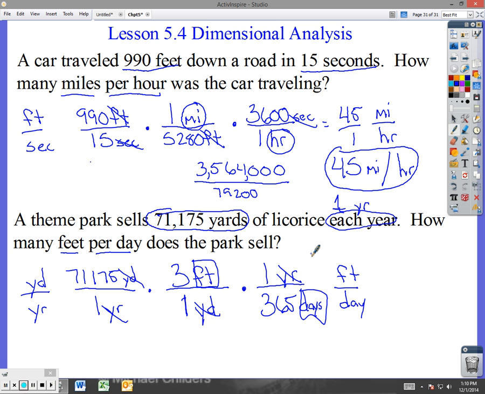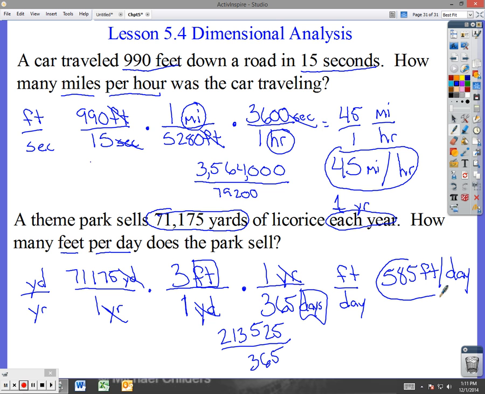Let's go 71,175. I'm using my calculator there in front of me. Times 3 gives me 213,525 divided by, well, that's easy, 365 times 1 times 1, 365. Okay, 213,525 divided by 365. That gives me 585 feet of licorice per day that Cedar Point sells.